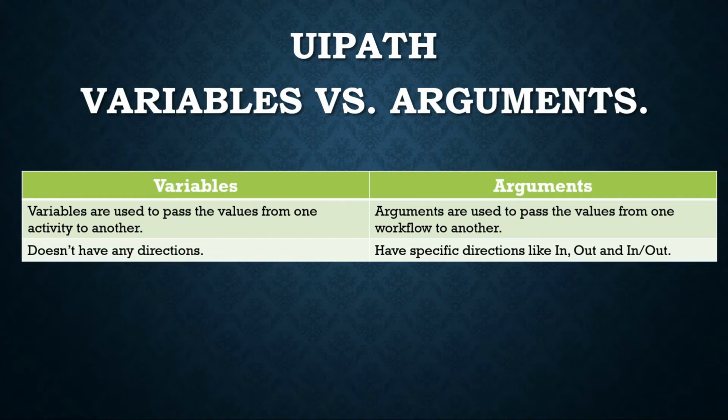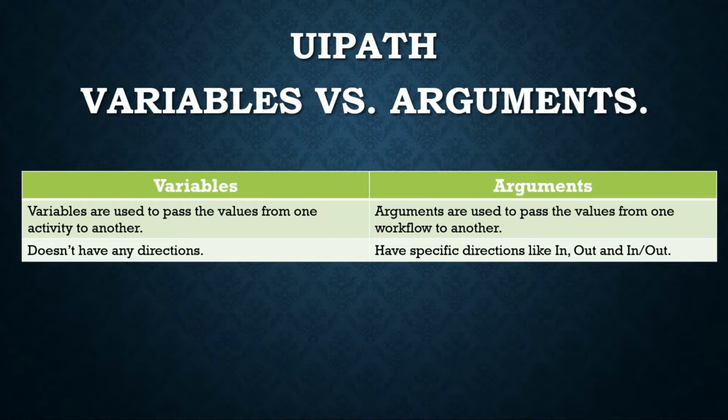In this video, we will learn about UiPath arguments. In an earlier video, we have seen how variables are defined and their scope in UiPath. If you have not seen that video, then I would recommend clicking on the I button here and watching that video. Let's move on with the arguments.